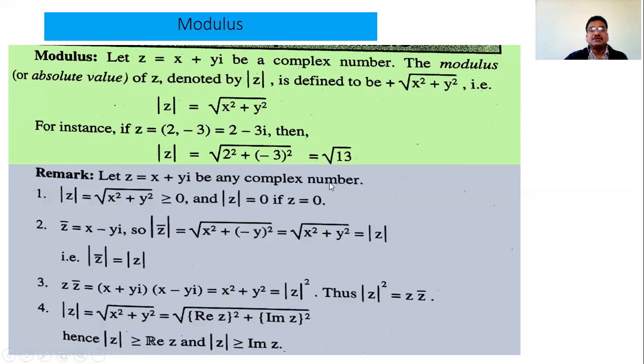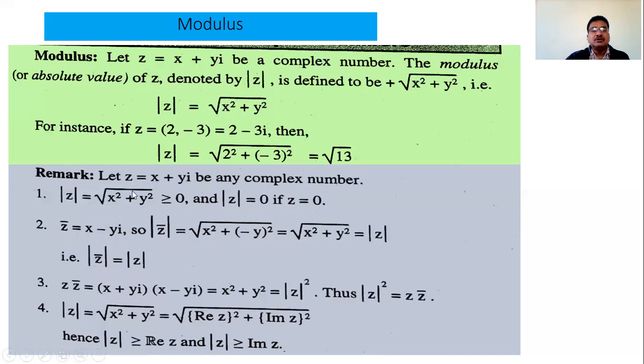For a complex number z, mod z is always greater than or equal to 0, and mod z is 0 if and only if z is 0. If z is 0, then x is 0 as well as y is 0, that is, 0 plus 0i, real part and imaginary part both 0, then its modulus is 0. And z bar is x minus yi, the conjugate. Mod z bar is again root x square plus minus y square.